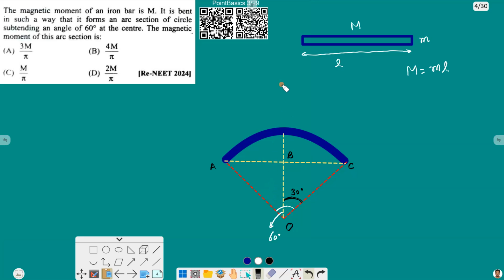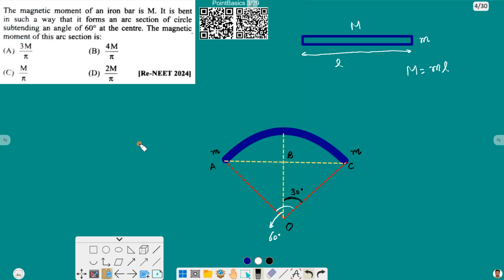Now, as this is an iron bar which has a magnetic property, it is acting as a magnet. And if we bend the magnet, or even if we break the magnet into some pieces, the pole strength does not change. Here the pole strength is small m, and it will not change. Here again the pole strength will stay m, and here also the pole strength will stay as small m. Only the effective length of the magnet has changed. So we have to find the effective length, or the value of AC.